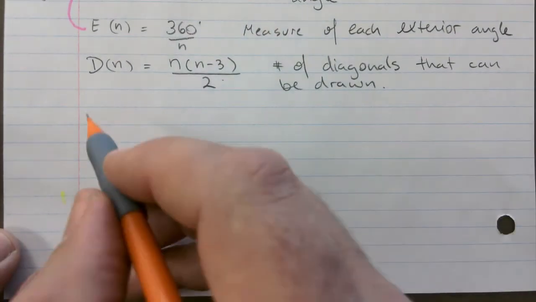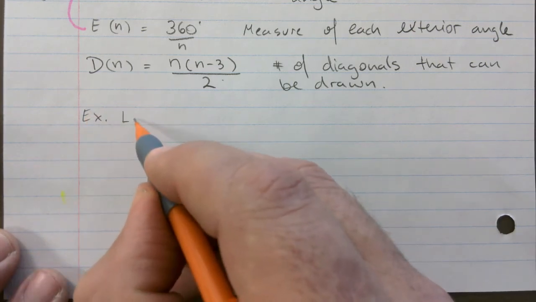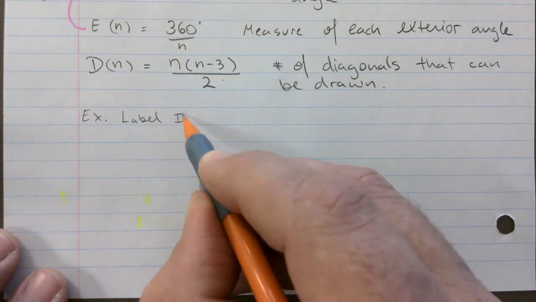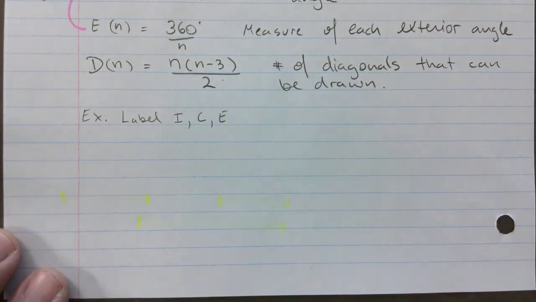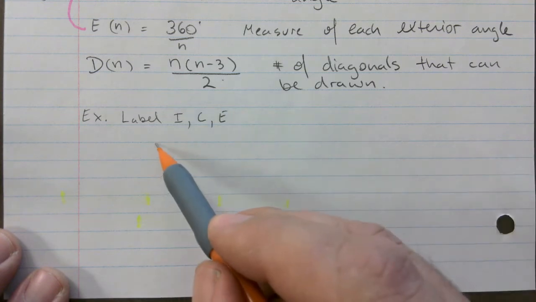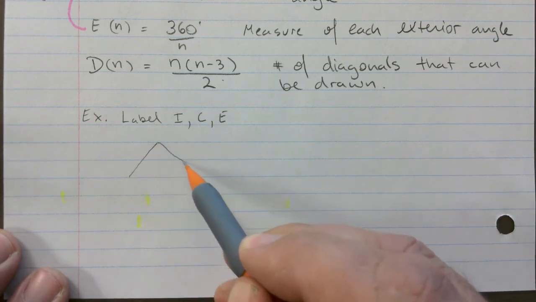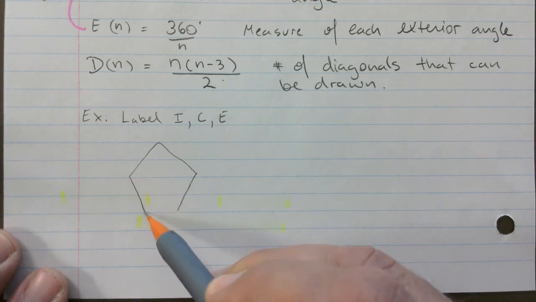So let's try an example here. Label the interior, the central, and the exterior angle for the following. So let's try to draw a pentagon here. So you make that little hat. You go in an angle like this, and you close it.